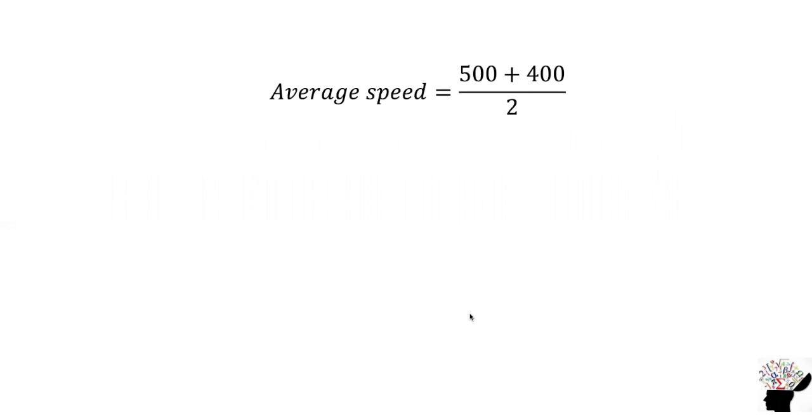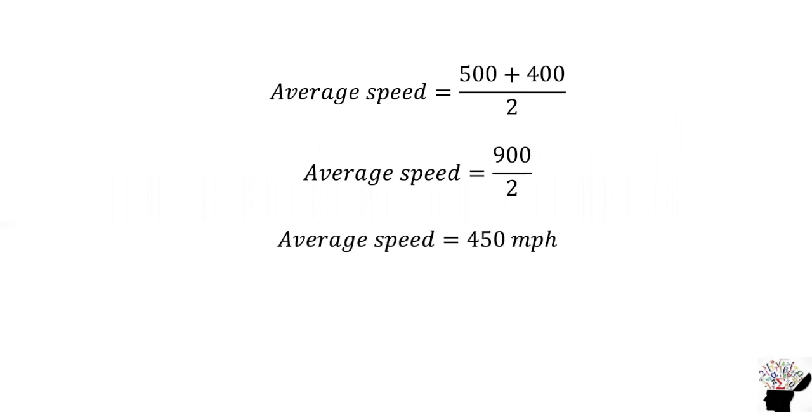Okay, so we can say that the average speed is equal to (500 plus 400) divided by 2. And we are going to get 900 divided by 2. We are going to get 450 meters per hour. Did you get this solution? Most people solve this question like this, but the answer is incorrect.